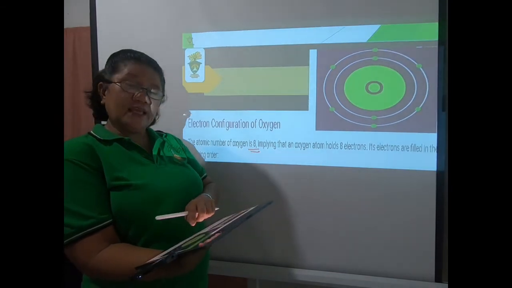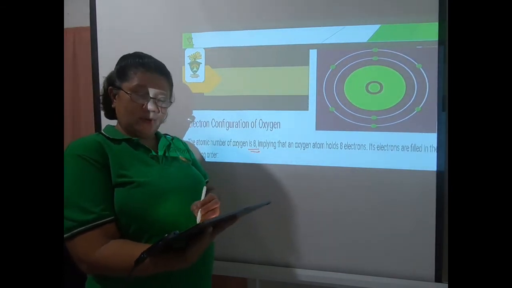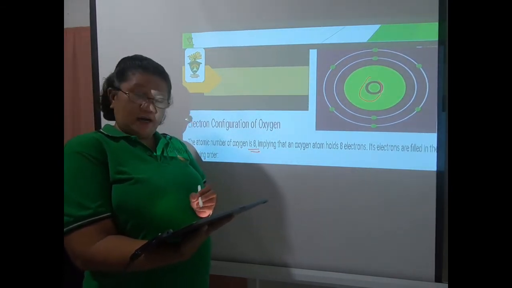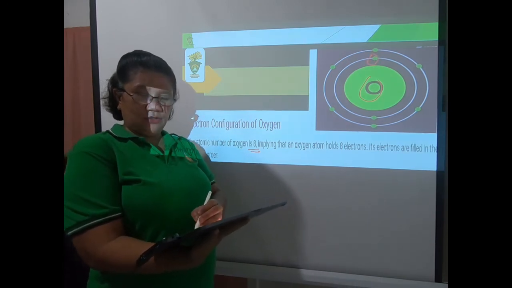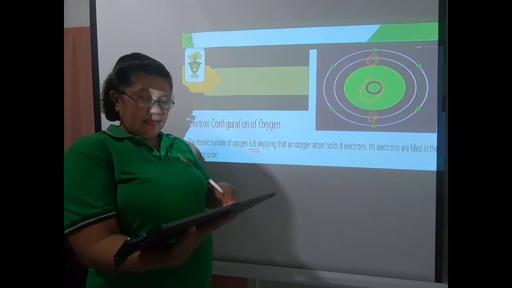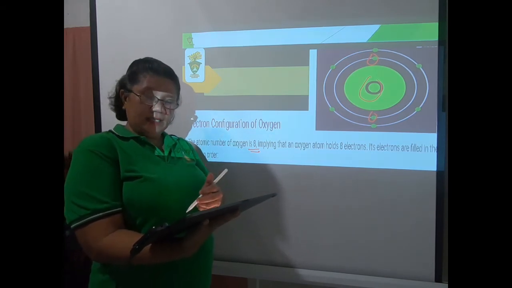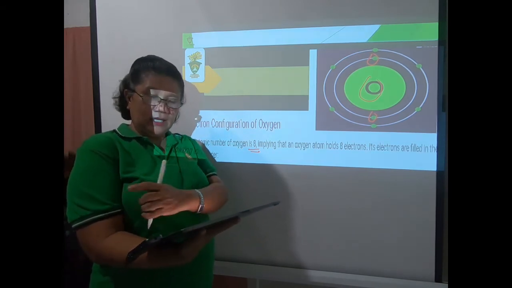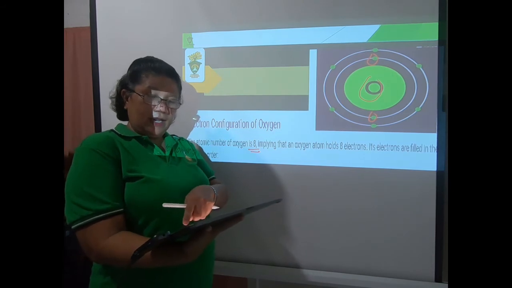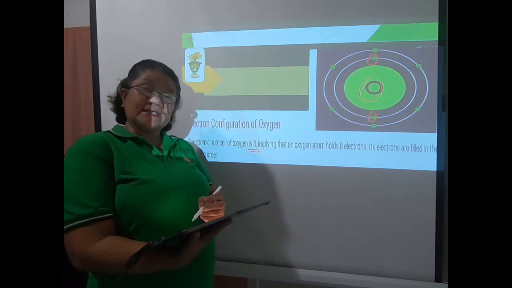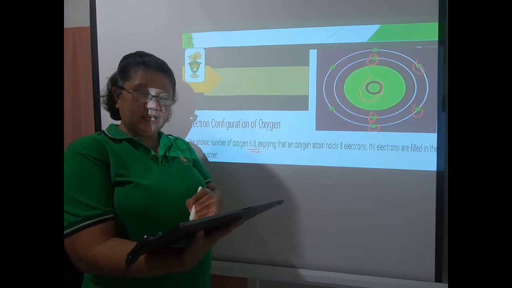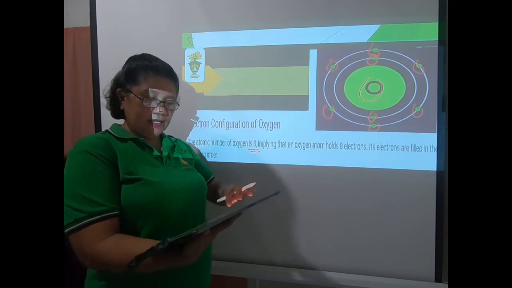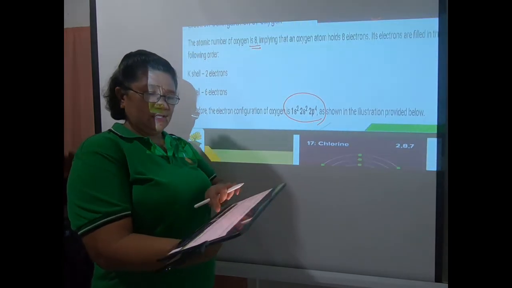So here is the illustration. This is now our nucleus. Our K shell, how many electrons? There will be 2 electrons. Okay, then the next shell, the main shell, is another 6 because there are only 8. That is 1, 2, 3, 4, 5, 6. This is now our illustration.